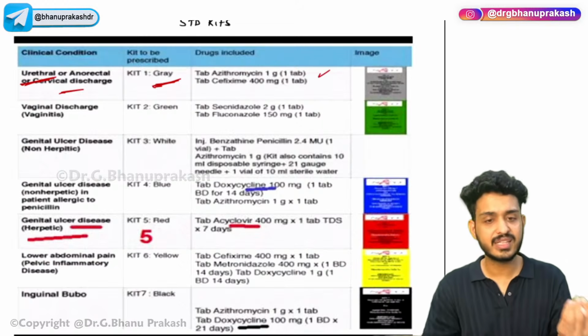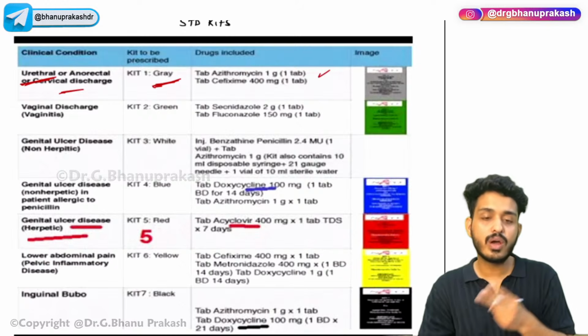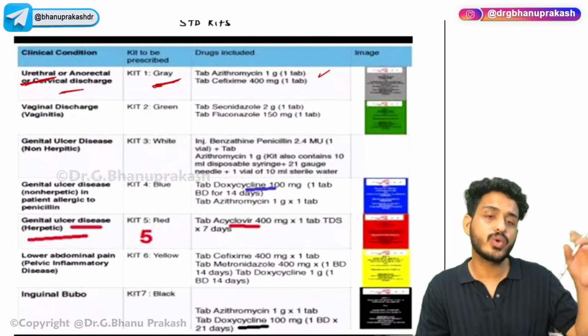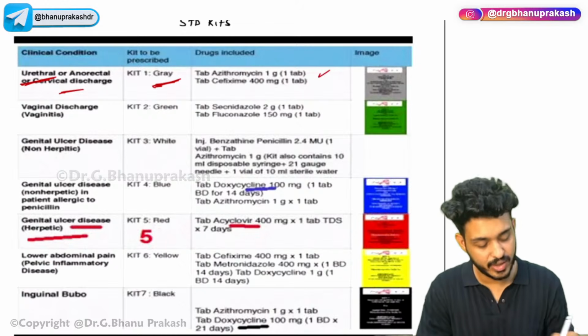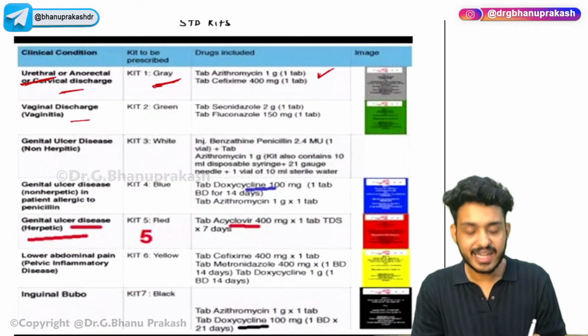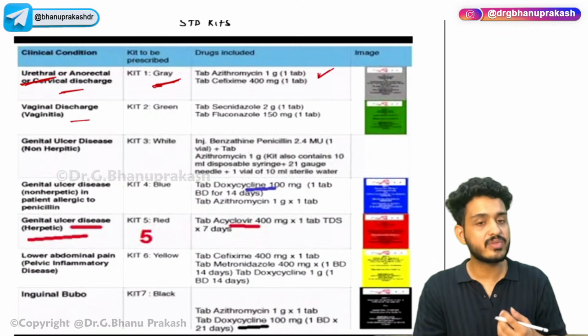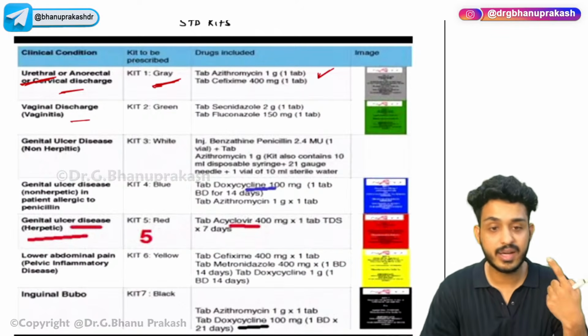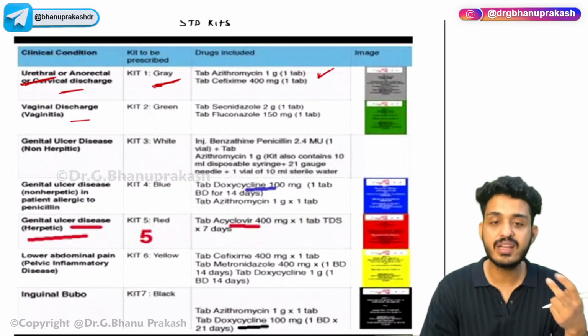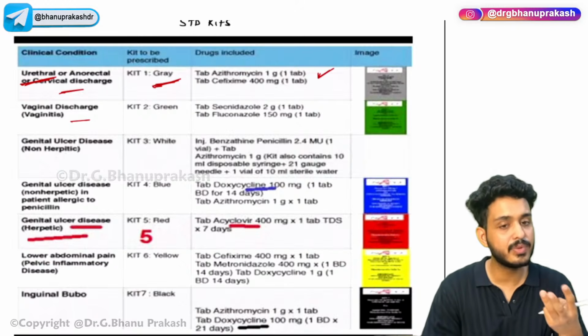So things that can be happening here can be gonococcal, can be non gonococcal. Non gonococcal most common cause will be chlamydia. Drugs you have to remember. Second is your vaginal discharge. If something is coming from vaginal, it can be due to trichomonas, it can be fungal like candidiasis, it can be bacterial vaginosis. Three possibilities can be there.